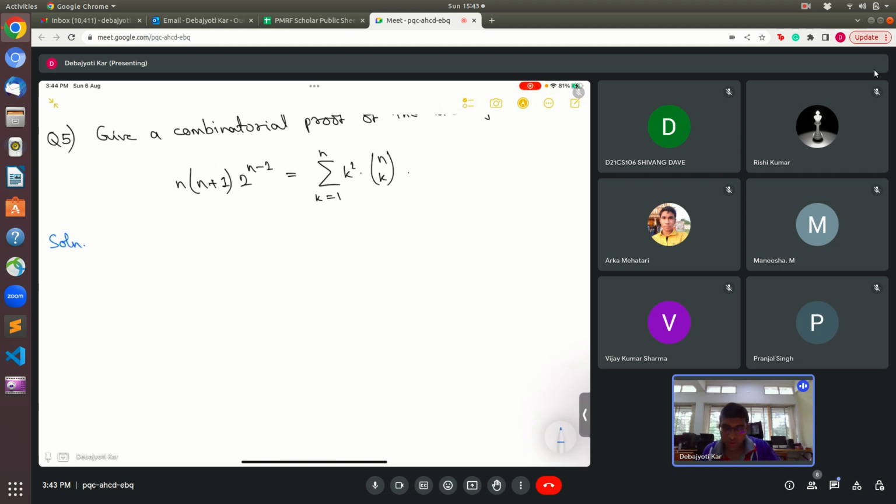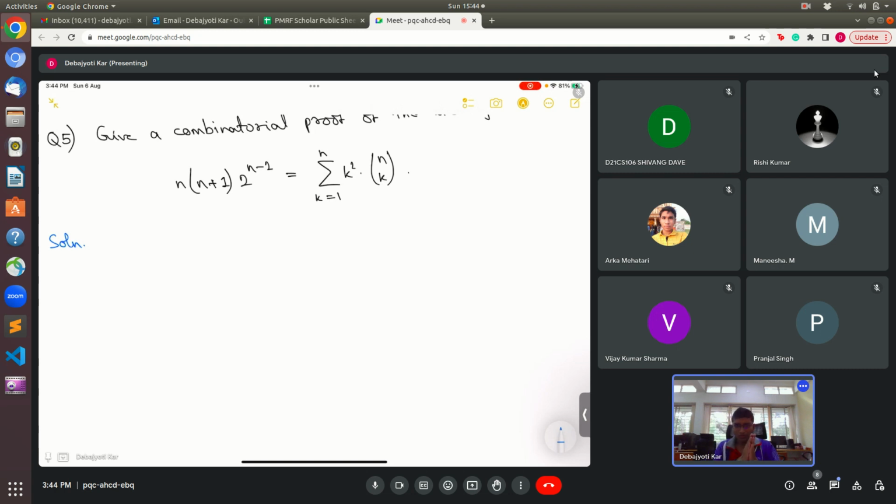Now again we have to come up with some situation where we will count something in two different ways. So what is the summation saying? If you look at one single term, it is k squared times n choose k. So n choose k means out of n items you are selecting k items, and then you are multiplying it by k squared. When you have k items, what exactly is k squared? K squared is just out of these k items you want to select two items, but repetitions are allowed.